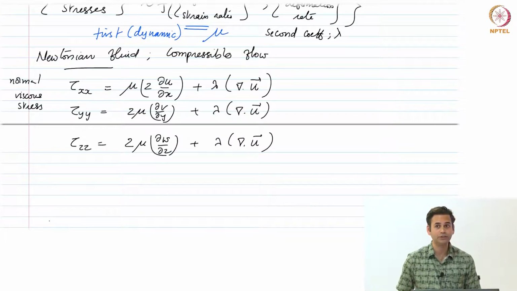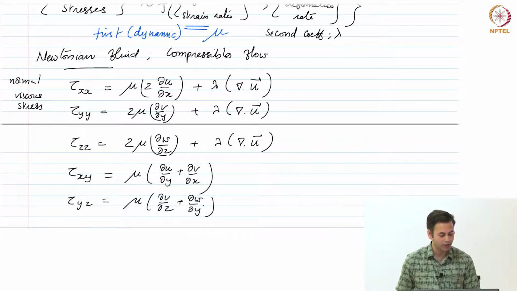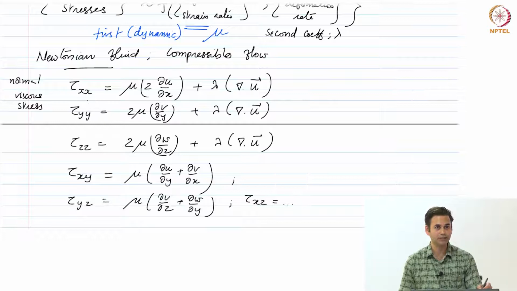Of course, we have the shear components, that is, tau xy equals mu times partial u partial y plus partial v partial x, right, that is what we have. Similarly, tau yz equals mu times partial v partial z plus partial w partial y, and of course, you can also write down tau xz similarly. Now, of course, the volumetric deformation rate only shows up in the normal stresses, because that is a linear part of the deformation rate, okay.